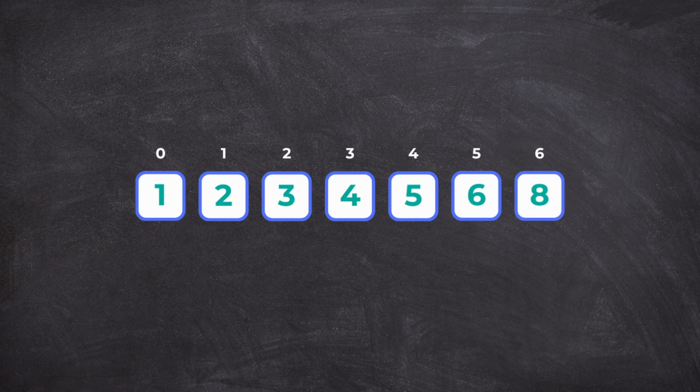As you can see, the array is now completely sorted. Insertion sort works by gradually building a sorted section from left to right, inserting each new element where it belongs. That's how insertion sort works.